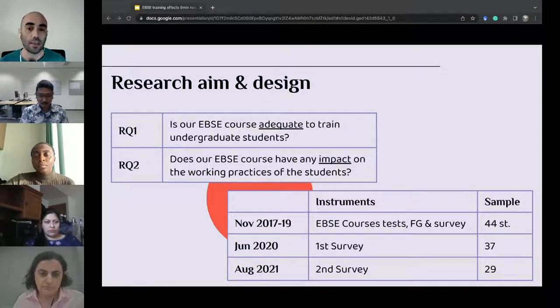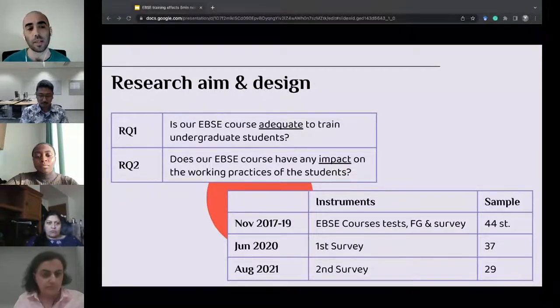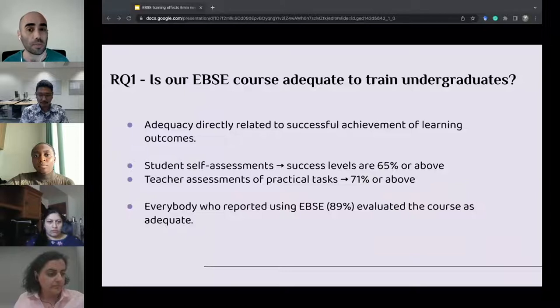We collected data in three waves between 2017 and 2021. We tried to give participants enough time to use their training. We conducted two surveys. As you can see, we had a very high response rate. We consider that the course adequacy is related to the achievement of the learning outcomes by the students, and to evaluate that, we use student self-evaluations and teacher evaluations of the practical task.